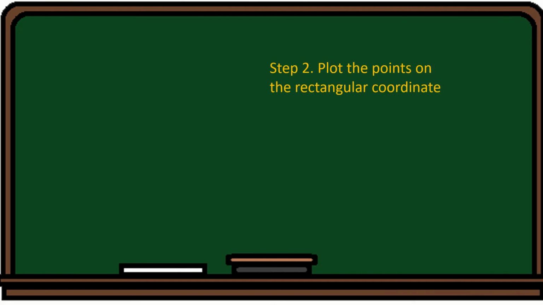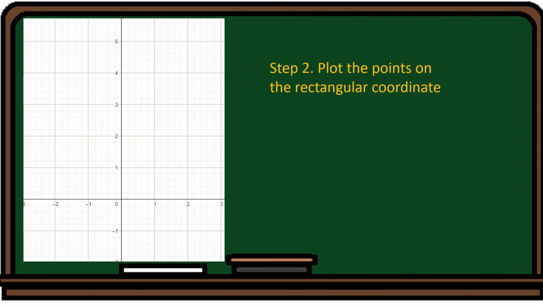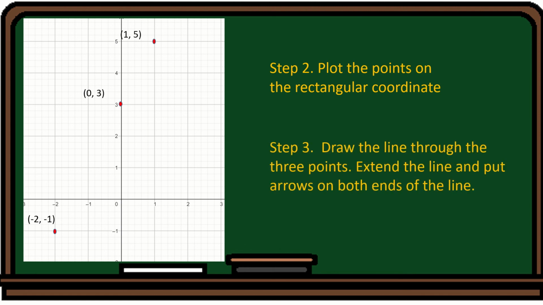Now, plot the points on your rectangular coordinate system. The first point is negative 2, negative 1. Next, you have 0, 3, which is on the y-axis, or the y-intercept. And lastly, you have positive 1, positive 5. After plotting, draw the line through the 3 points. Extend the line and put arrows on both ends. This indicates that the line has no ending on both sides.